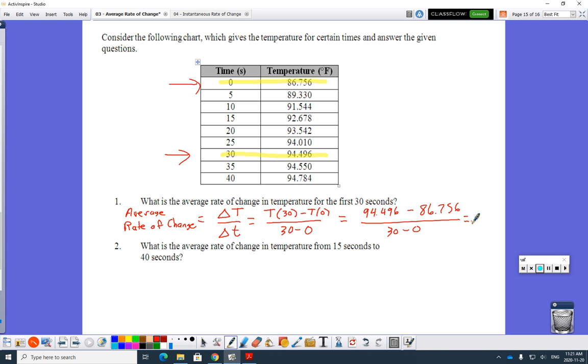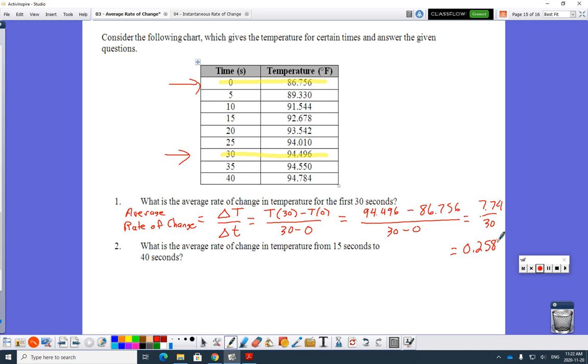94.496, subtract the 86.756. You see, and remember the first example was like 0 to 5. You're like, why are you going 5 minus 0? I can see it's 5. Not quite so easy now. Yeah? And so the y2 minus y1 move is important. Make sure I type that in right. I get 7.74 over 30. And so what I get here is 0.258.